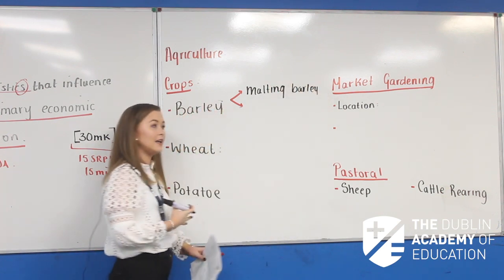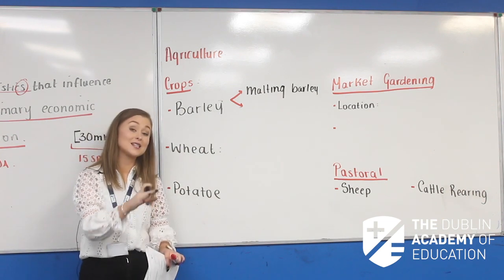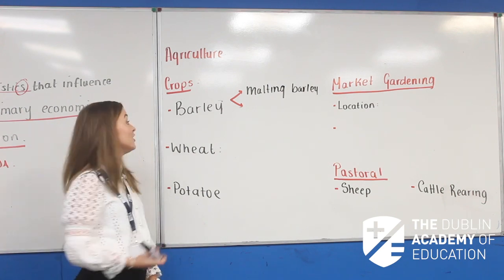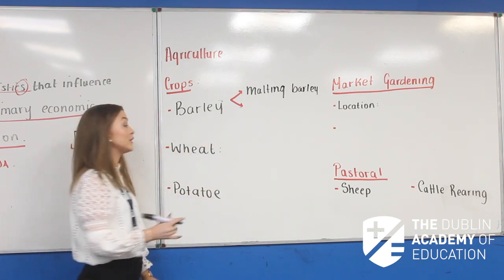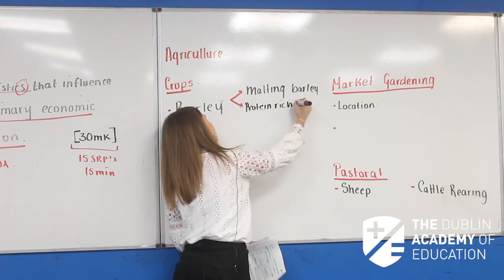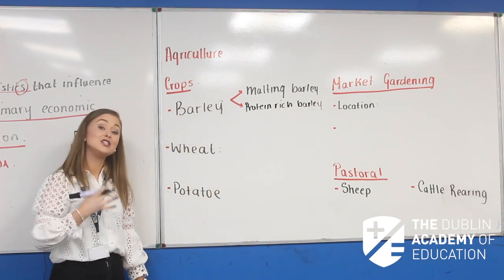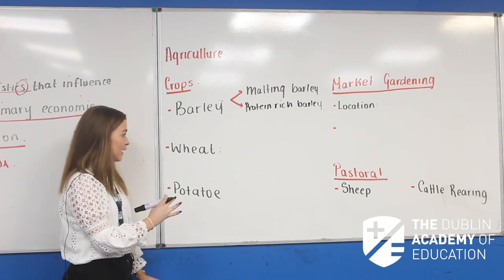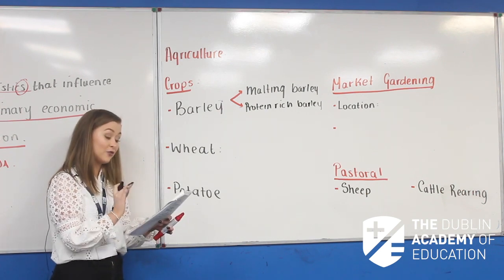Now, malting barley is used in the brewing and distilling industry. So when we get on to our secondary economic activity, we're going to see it, we're going to use the same example for manufacturing for Guinness, okay? Barley, we also have our protein-rich barley. Okay, now protein-rich barley is used for animal feed, okay? So protein-rich animal feed.